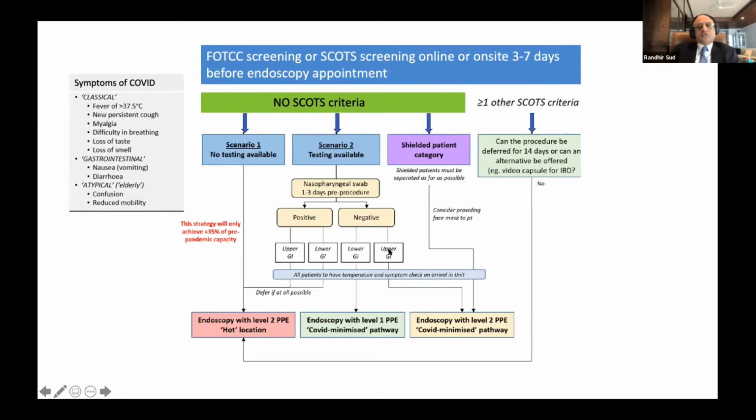For upper GI, you still use level 2 PPE because it's an aerosol generating procedure. And if the RT-PCR is positive, if the indication is such, you can wait for 14 days at least and do it later. Otherwise, you have to treat them like a positive COVID patient through a hot pathway, using level 2 PPE. If more than one SCOTS criterion is positive, again, you use the same approach: you can wait for 2 weeks and reassess the patient or go through the hot pathway, so that you separate out 2 streams of patients who can be taken off the COVID minimized pathway or hot pathway.